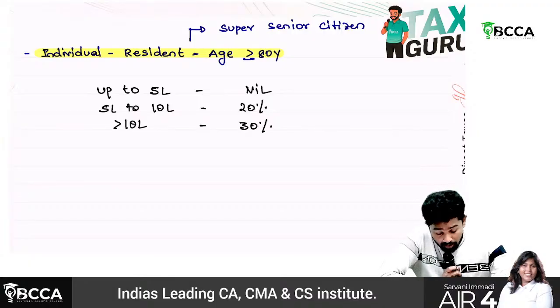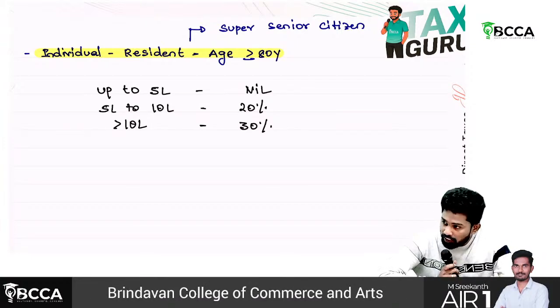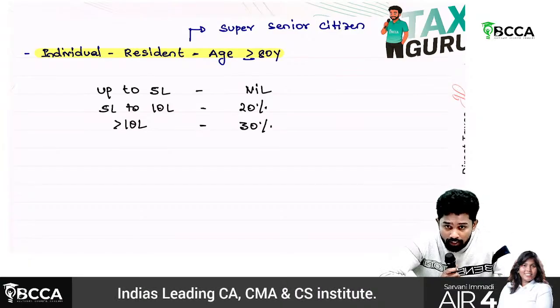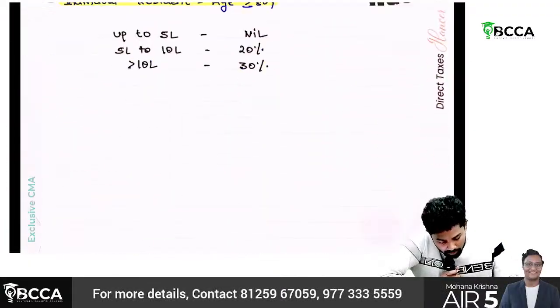Sir, here also tell, if a super senior citizen is having exactly 10 lakhs as income, what is the tax liability? First 5 lakhs nil, the balance 5 lakhs into 20%, it would be 1 lakh. Not much relevant also, so I am not writing here.